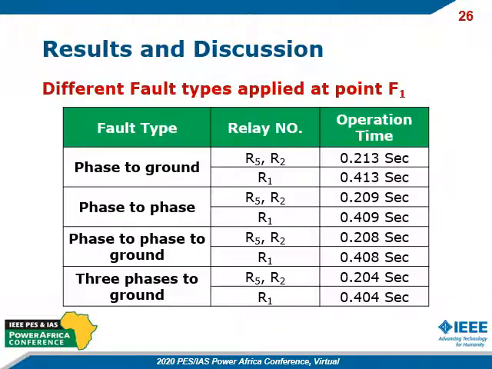This table presents the operation time for backup and primary relays when different fault types are applied at point 1. We must note that the operation time is properly coordinated between primary and backup relays. The primary protection is R2 and R5, and the backup relay is R1.